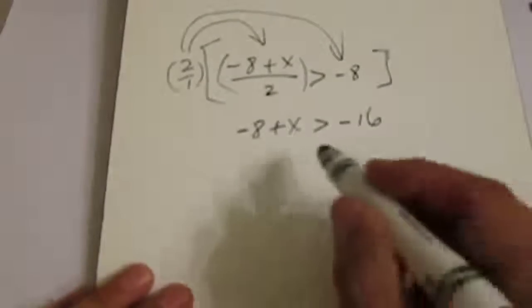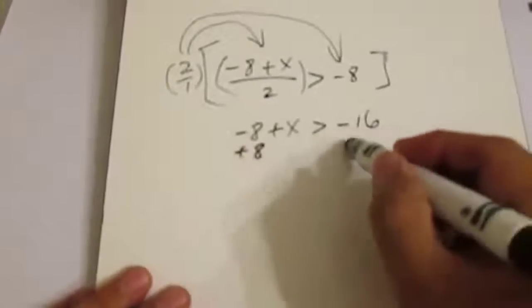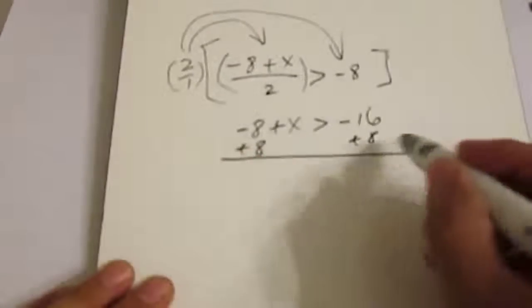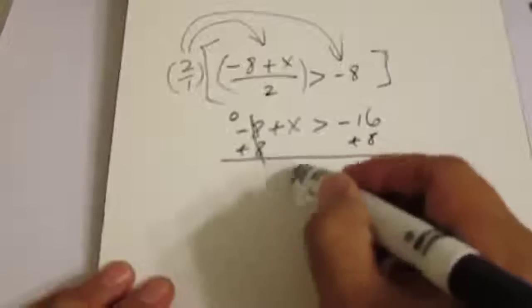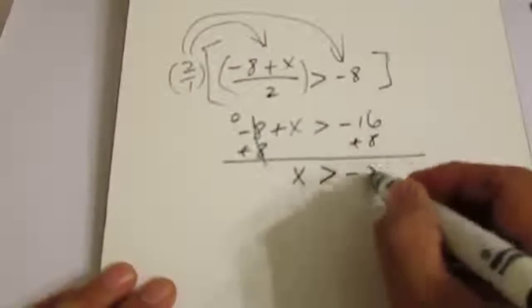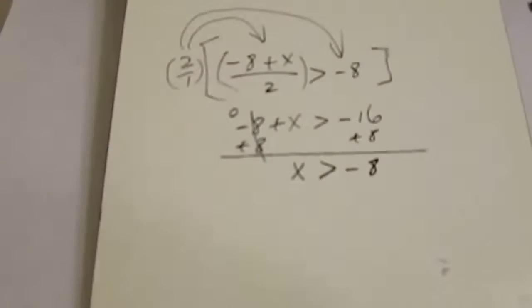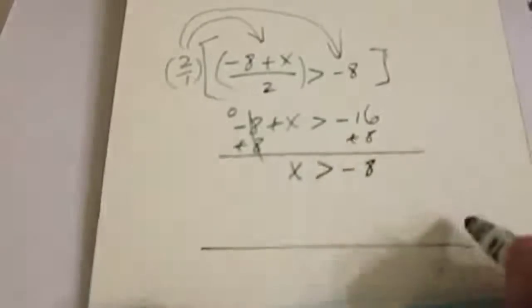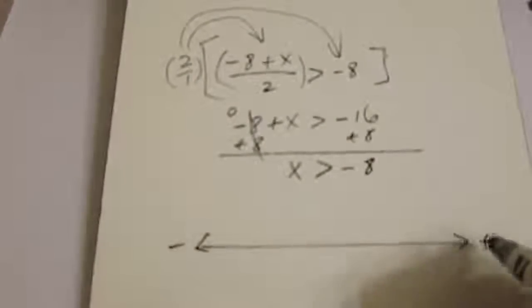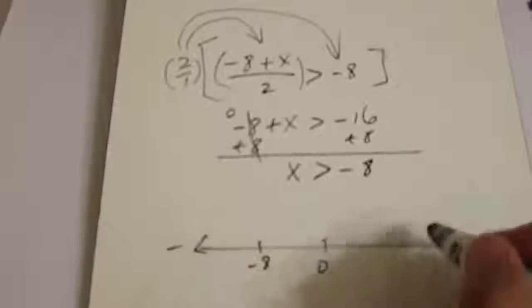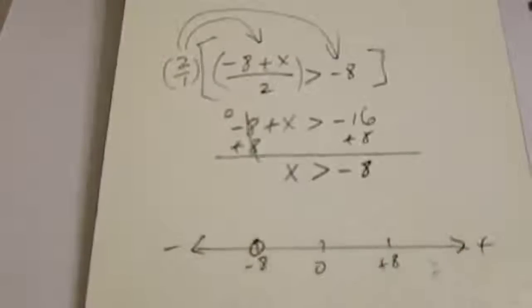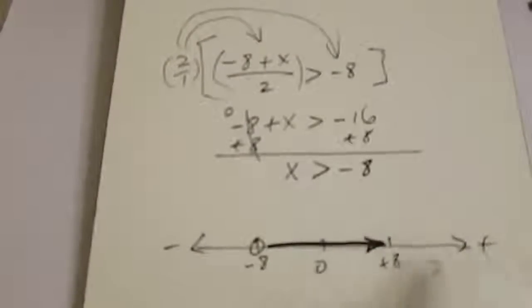Okay, so now I'm going to do the addition property on both sides. You could do it many different ways here, but this is one way I like to tackle it. This is a zero pair, so x is greater than negative 8. And drawing the graph, here's 0, negative 8, positive 8, and it's going to be an open circle at negative 8, and x is going to be always bigger, like that.